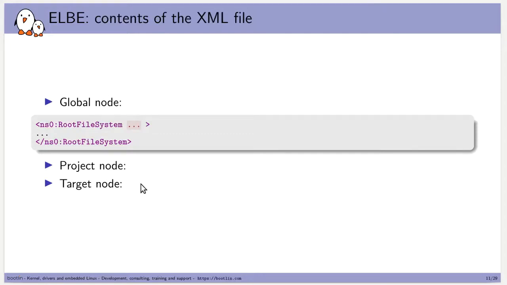So I said the description of your image uses an XML file. So now we will dive into this, how to say it. We will just explain what the content of this XML is. So first there is a global node which embraces the whole XML file. It first has a big header, so leave it like it is in the example.